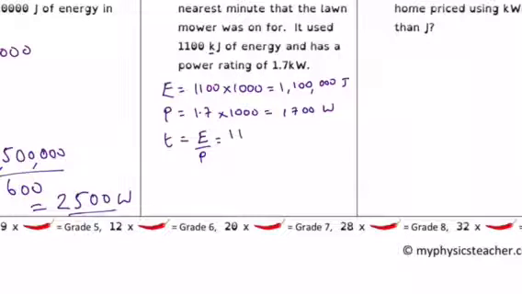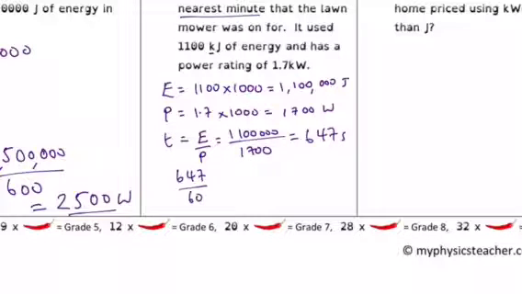So that's 1.1 million divided by 1,700, which gives us 647 seconds. But the question wants it to the nearest minute, so we can divide that through by 60 because there's 60 seconds in a minute, which gives us 10.8 minutes, or to the nearest minute, we would round that up to 11 minutes.